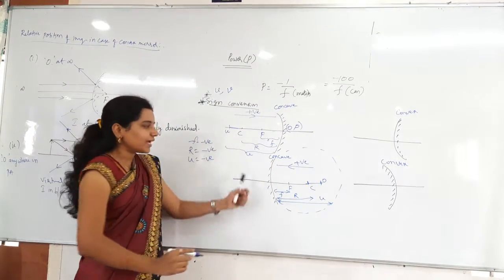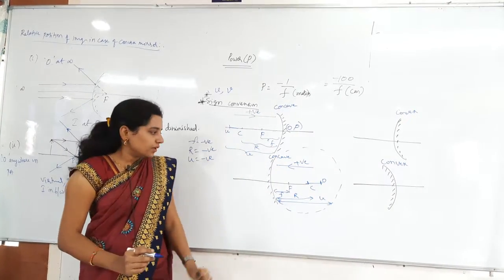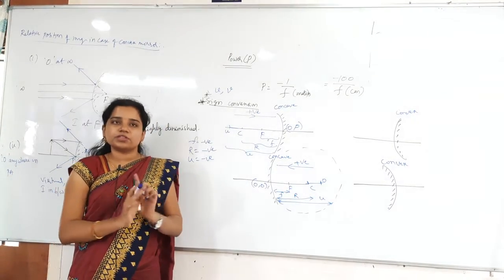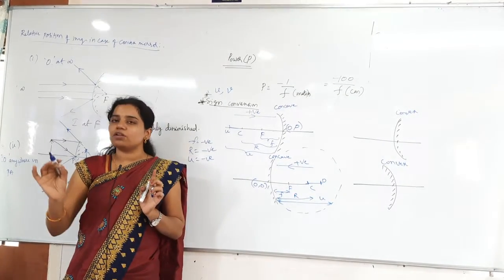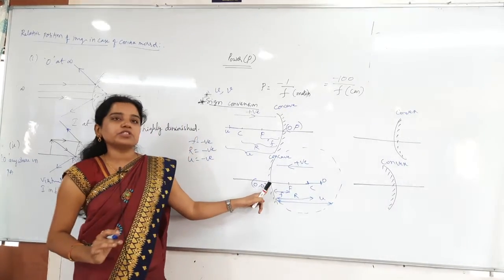Now which side is positive side? Right to left is positive. Now where do you have to start your journey? From the pole only. There is no left to right, there is no right to left. Always you have to start from the pole only. So I started from the pole. I want to reach the focus.